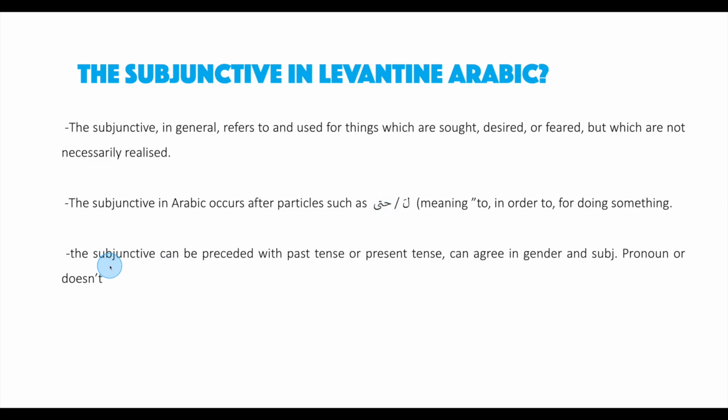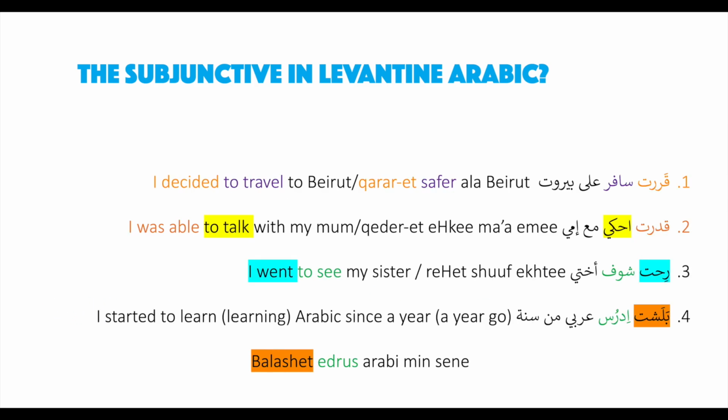Our third note is the subjunctive can be preceded with either a past tense or a present tense. And these two conjugated verb tenses can agree in gender and the subject pronoun or can differ. Let's have a look.